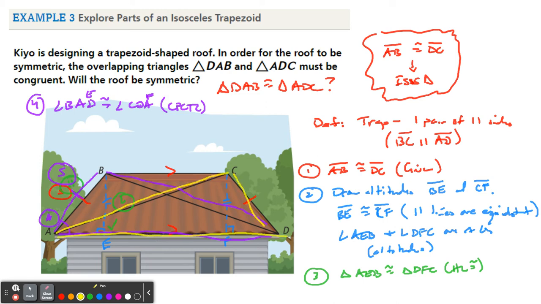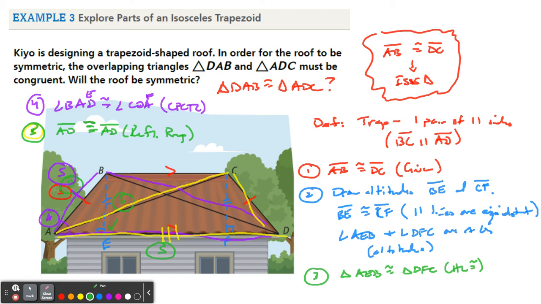They overlap on this bottom side. This bottom side, I'll use 3 dashes, is congruent to itself. Ooh, can't do that. So step 5 here. We know that segment AD is congruent to itself, and that's by the reflexive property, because it's used in both triangles. And now that is our second pair of sides.